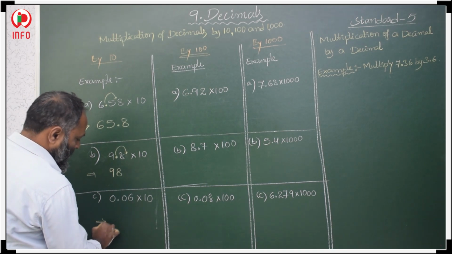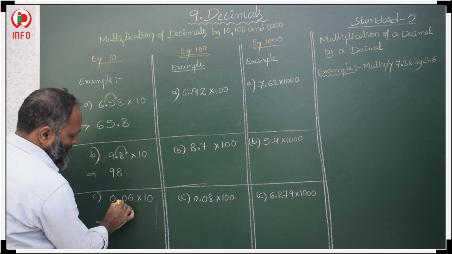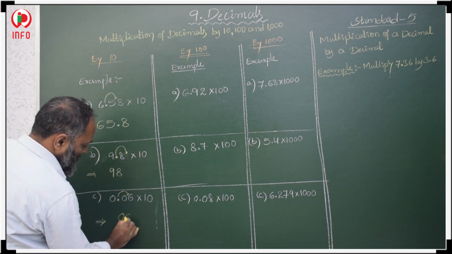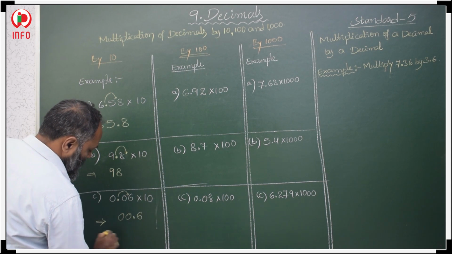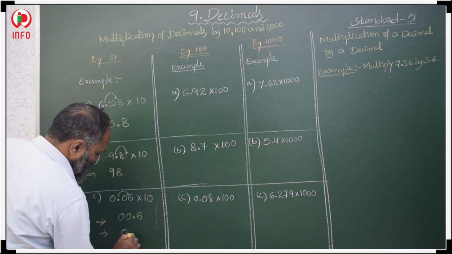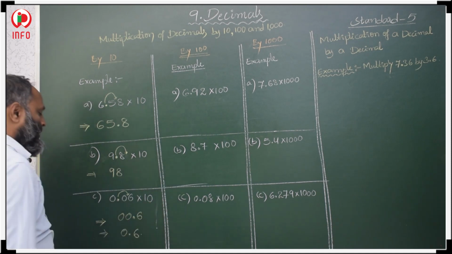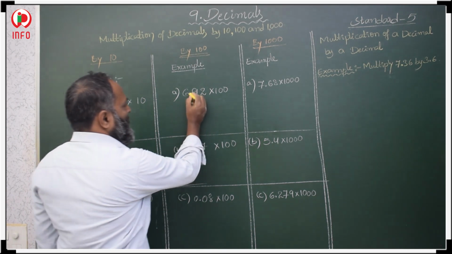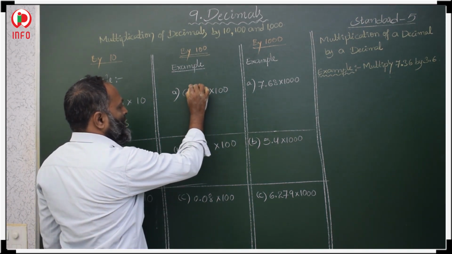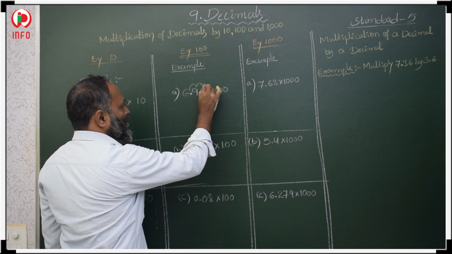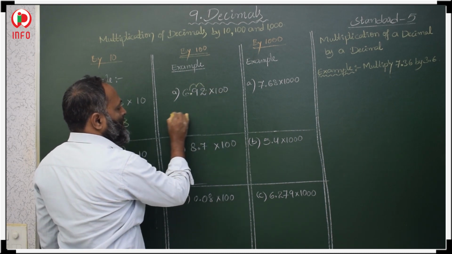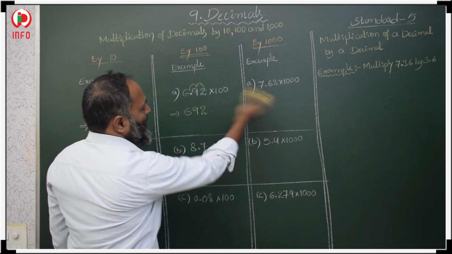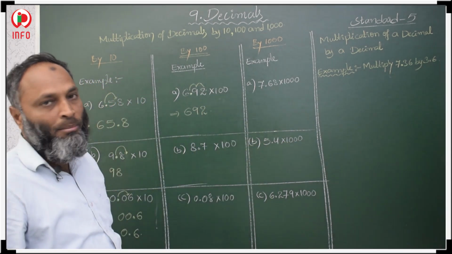Then if we multiply with 10, the decimal point will move one digit, so it becomes 0.6. This is the answer. When we multiply with 100, the decimal point will move after two digits, and point will come after 692. After that there are no more numbers, so no need to keep the point.